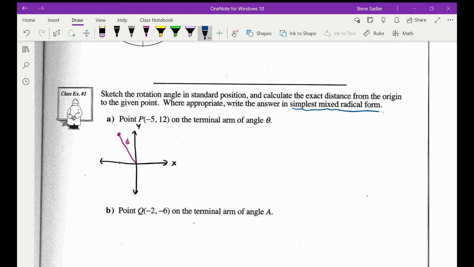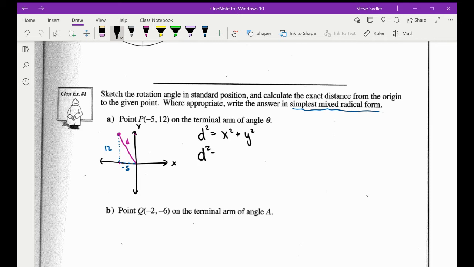And we know that along the bottom, this is negative 5, and all the way up is 12. So in this case, we're just looking for the distance. The negatives don't really matter. You're going to be squaring it anyway, so if you do incorporate the negative, it's going to disappear. But we know that the Pythagorean theorem states that d squared is going to be x squared plus y squared. So to find that distance, we have to use the Pythagorean theorem.